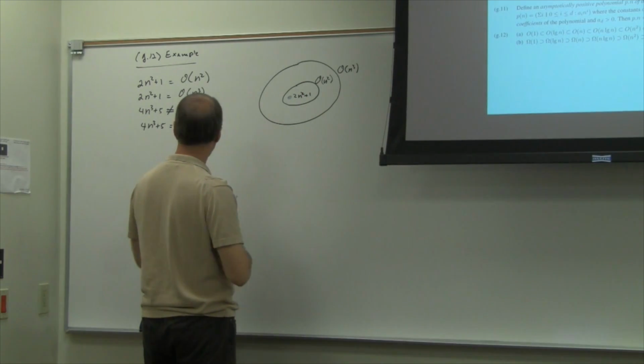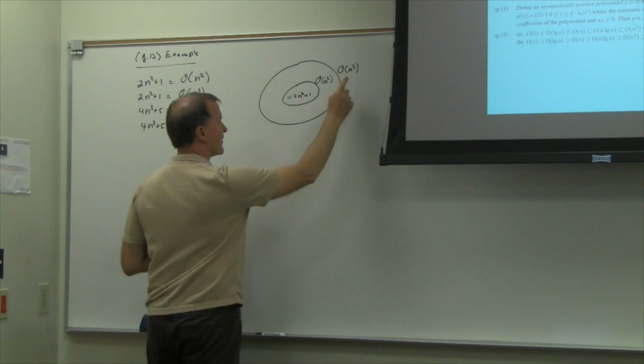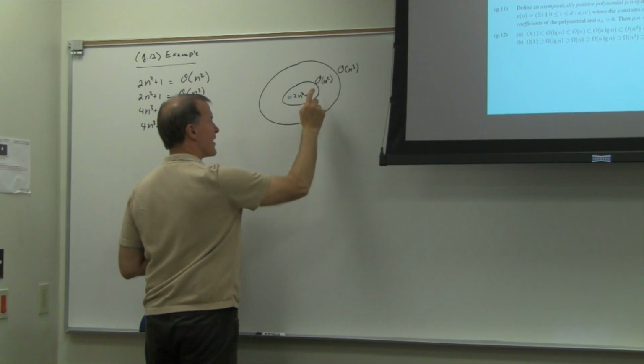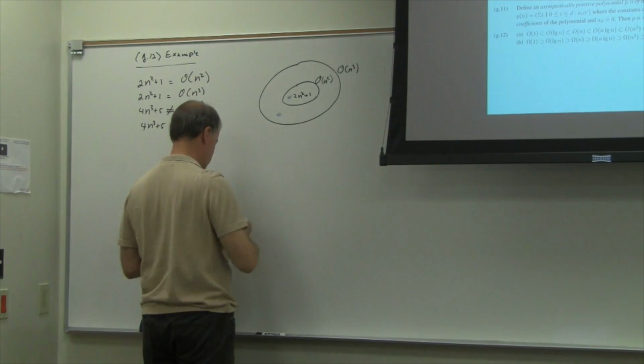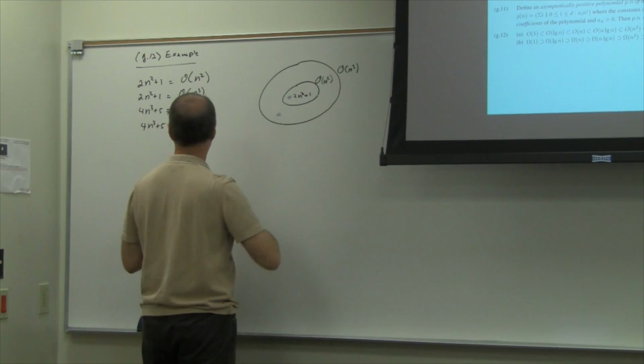But now what about 4n cubed plus 5? Is 4n cubed plus 5 in this set? No, so that one's out here. Are you with me? So this one is the 4n cubed plus 5.